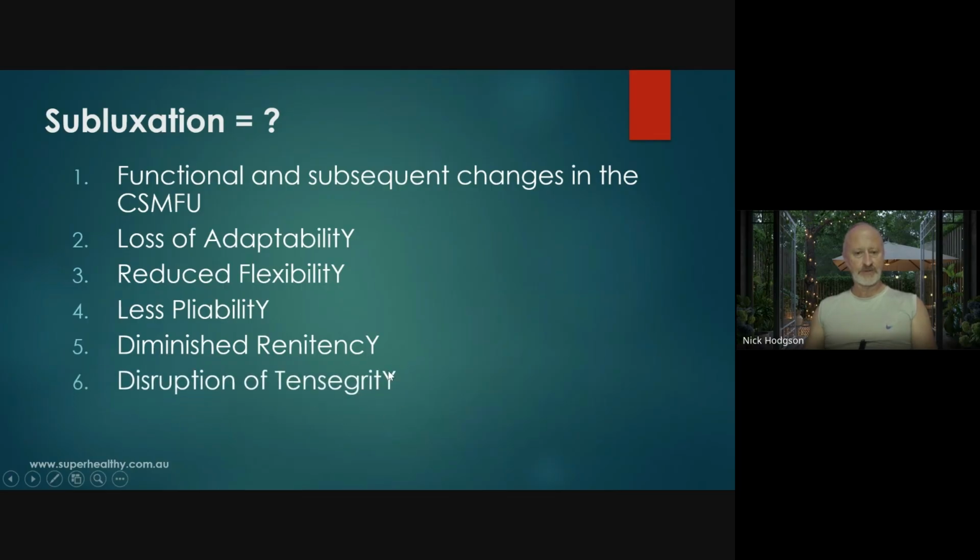And then the disruption of tensegrity. If you remember that model, if you interfere with any one of those cables, any one of the flexible components, it impacts the entire system. And obviously an interference to piezoelectricity. This is the chiropractic foundational concept that spinal dysfunction leads to neurological dysfunction, leads to energetic problems, leads to problems with communication.